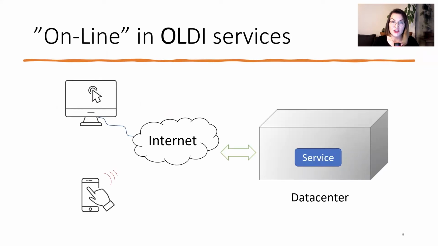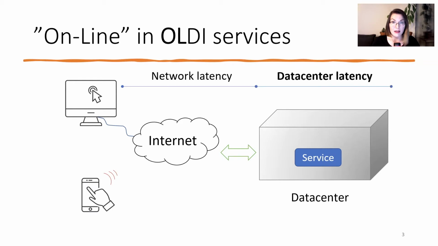Online is basically just another name for an interactive service, which means we have users that send a request and expect an immediate reply. If this does not happen, the user might become impatient and abandon the service. This delay has two main components: network latency and data center latency. In this work, we focus on a subset of interactions happening inside the data center. Now, let's zoom in and see where this request got stuck.